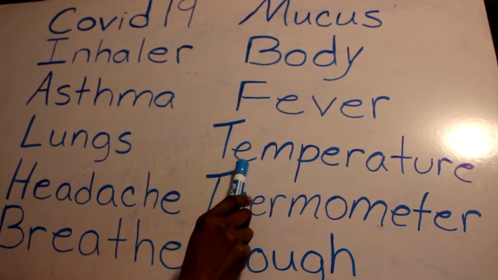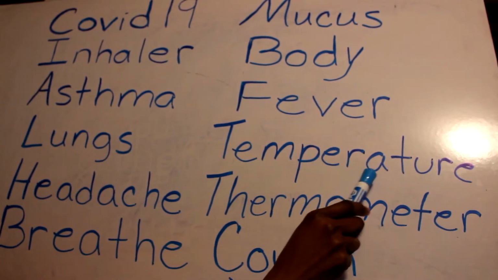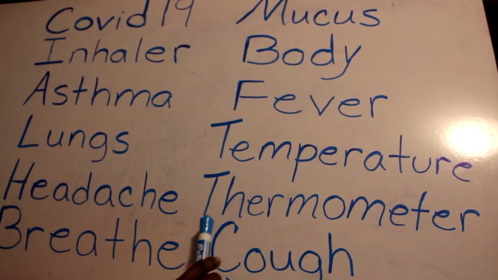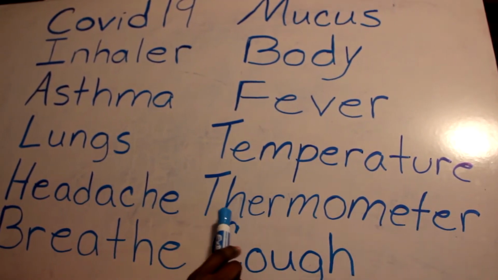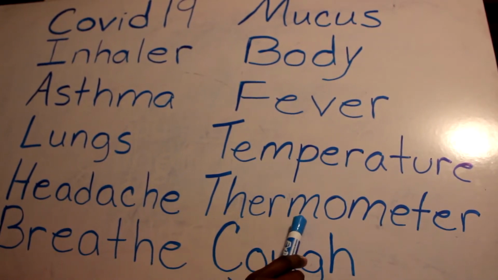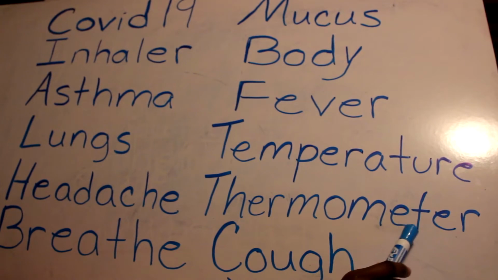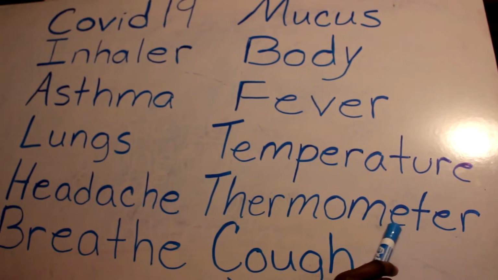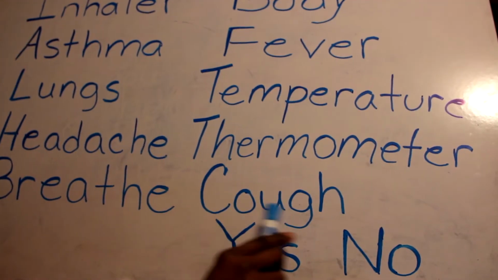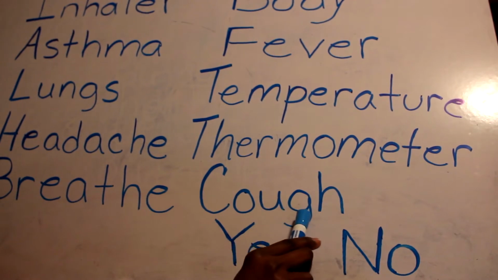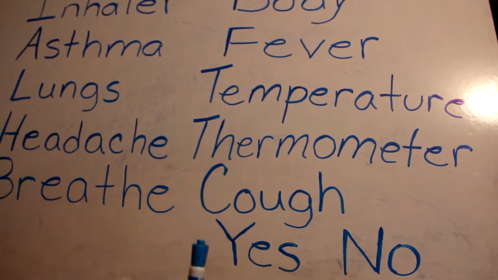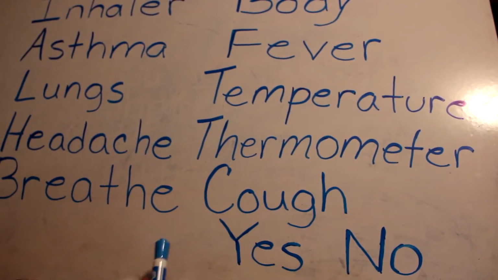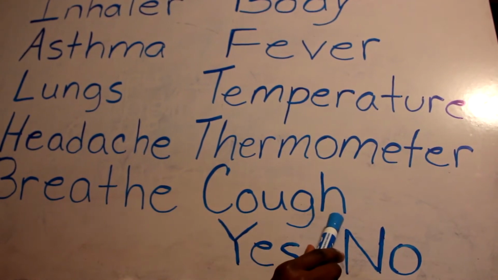T-E-M-P-E-R-A-T-U-R-E, temperature. The next word is thermometer, T-H-E-R-M-O-M-E-T-E-R, thermometer. Cough, C-O-U-G-H, cough. Now I know the word cough sounds like it has an F in it, but the G is silent. It has that F sound, but this is the correct way to spell it.